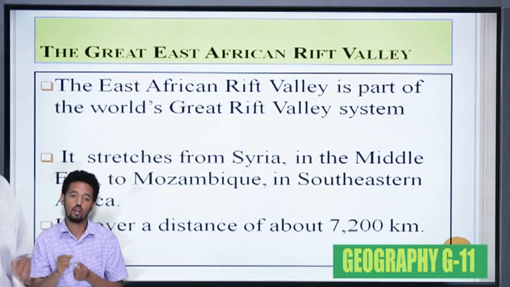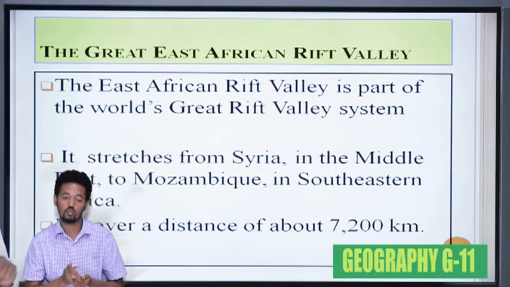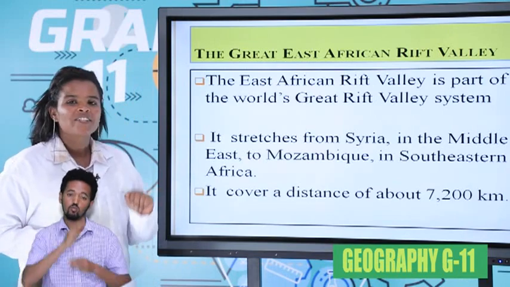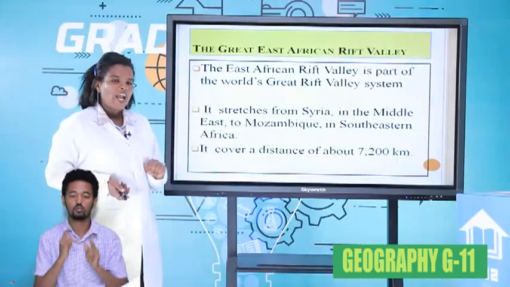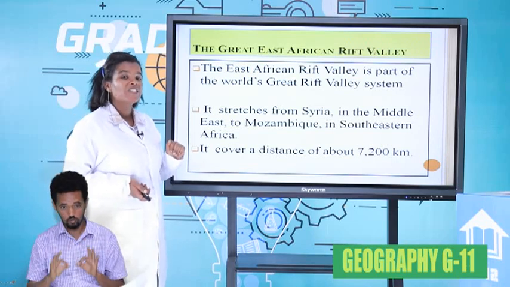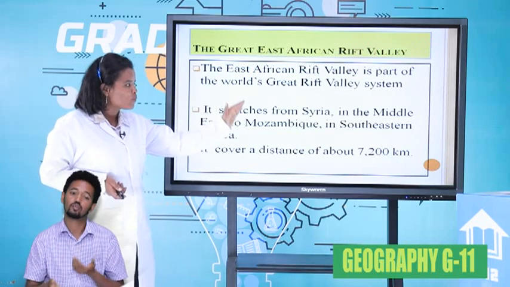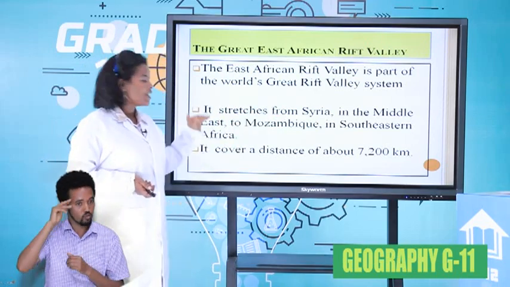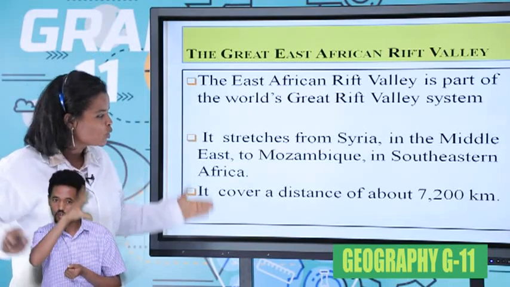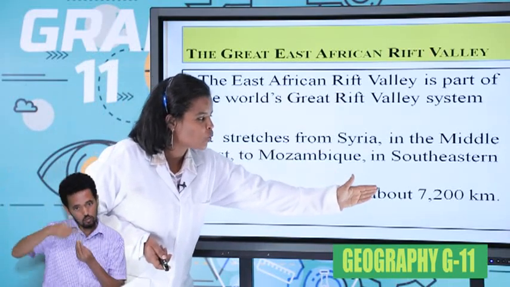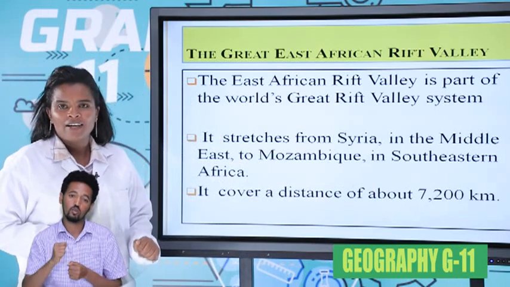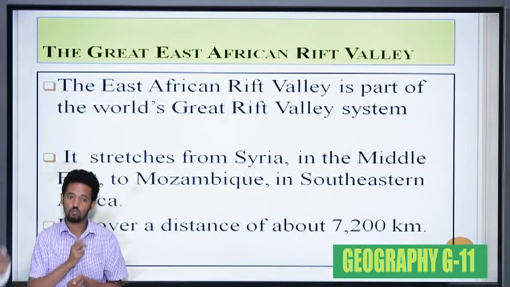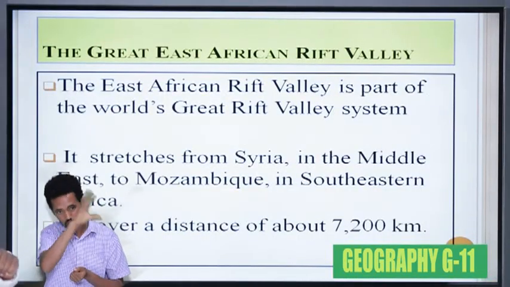Let us move to the Great East African Rift Valley. The Great East African Rift Valley is part of the world's Great Rift Valley system. It was formed during the Tertiary period of the Cenozoic Era. It stretches from Syria in the Middle East and ends in Mozambique in southern Eastern Africa. It covers a total distance of about 7,200 kilometers. In Africa, the total distance is 5,600 kilometers. It touches 15 countries.